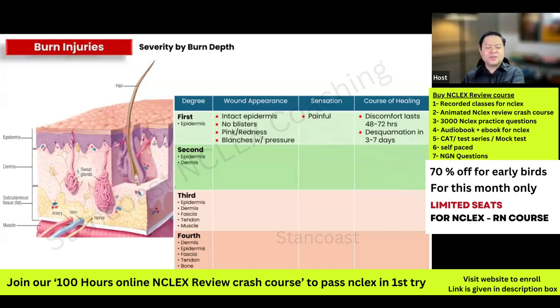Now let's talk about the second degree burn. This is going to affect both the epidermis and the dermis. So this is what we call the deep partial thickness, wherein this is now going to involve the destruction of the epidermis and the upper layer of the dermis, or it can also extend into the deeper portion of the dermis. Now, when we are assessing, this can look wet, it can be shiny, it can weep. So there will be a little bit of drainage here.